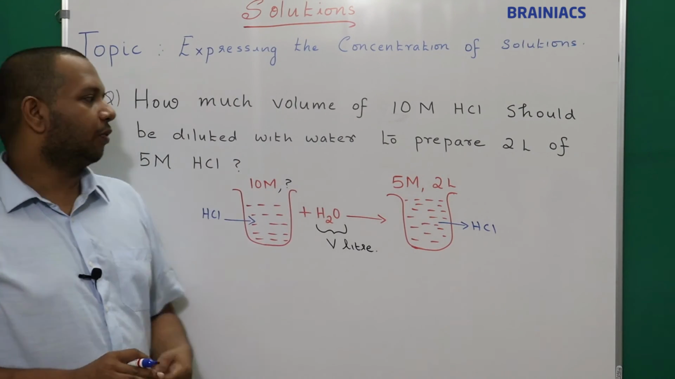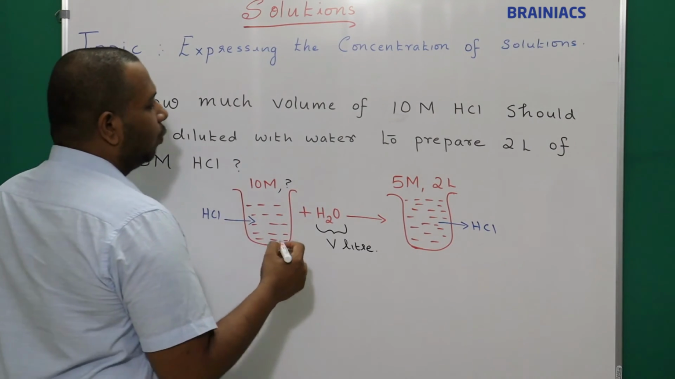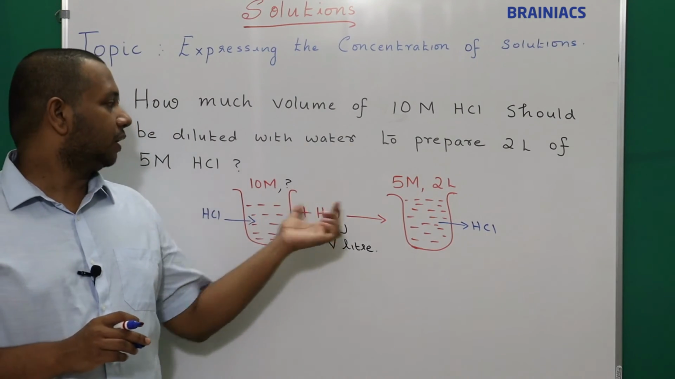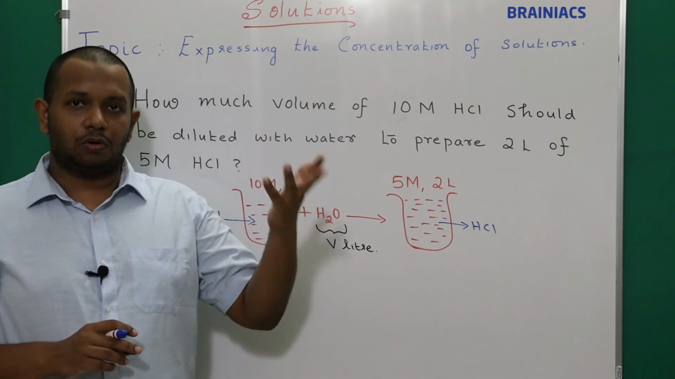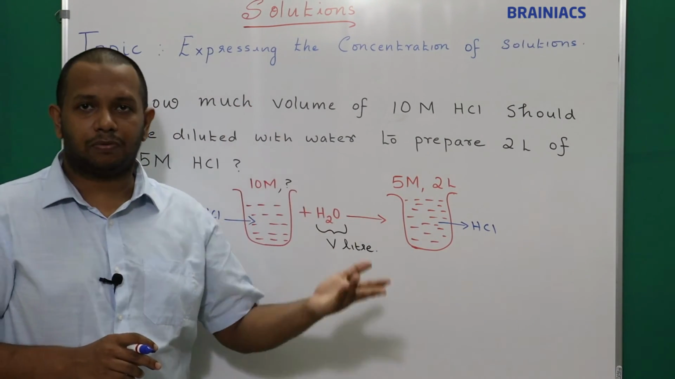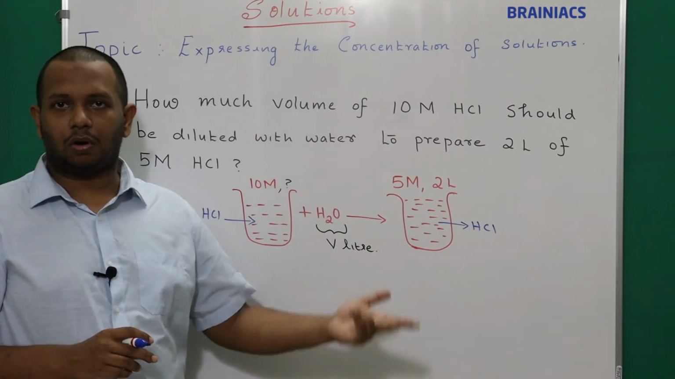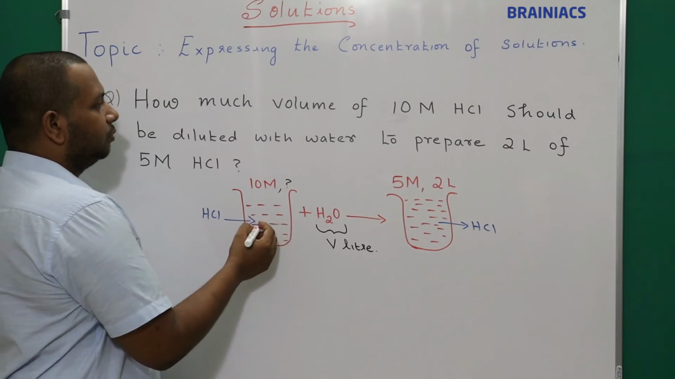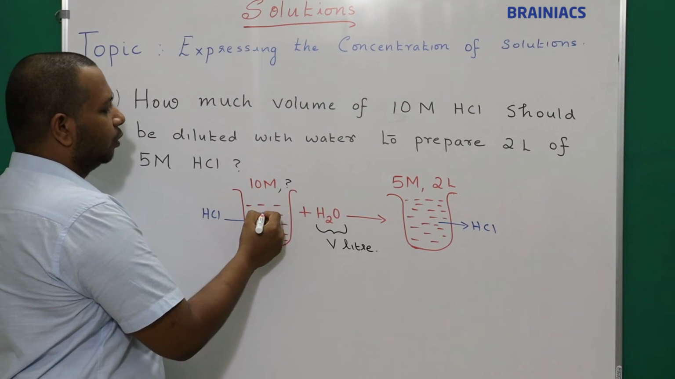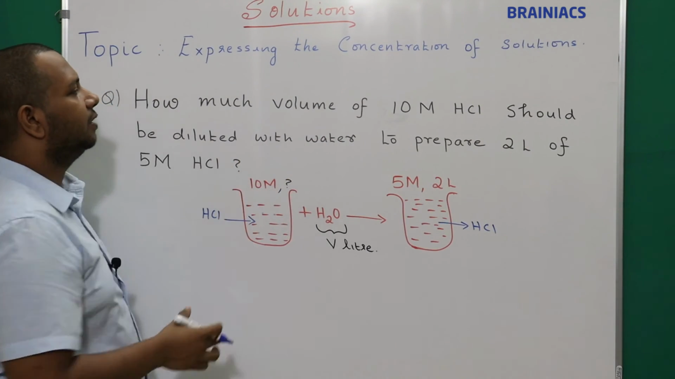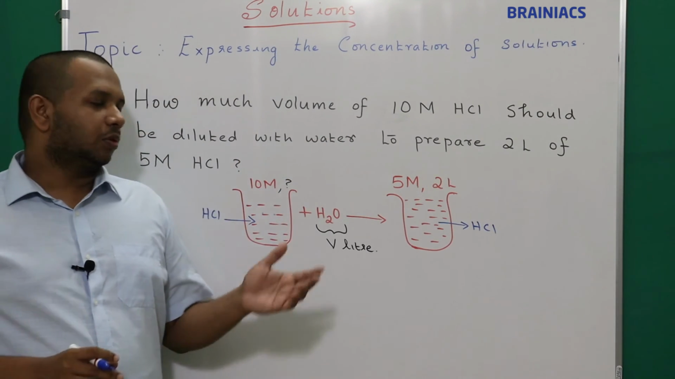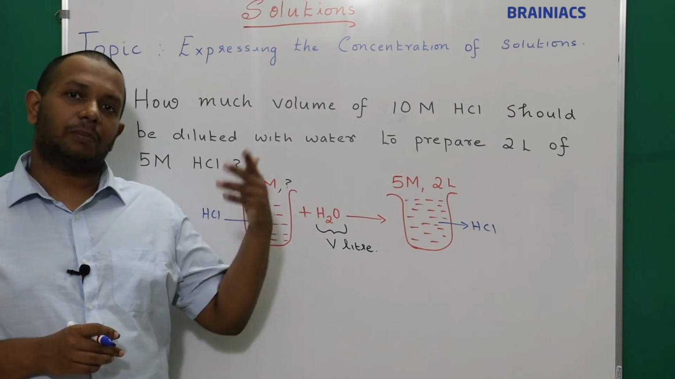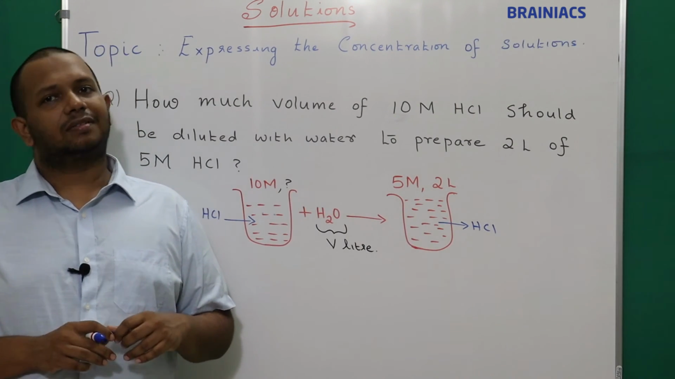So for the concept of dilution, what remains the same? We have learned the number of solute particles, the amount of solute, or the number of moles of the solute, or the number of gram equivalents of the solute remains the same. Suppose you have some solute. If it is HCl, the number of gram equivalents of the solute remains the same here, or the number of moles of the solute remains the same.